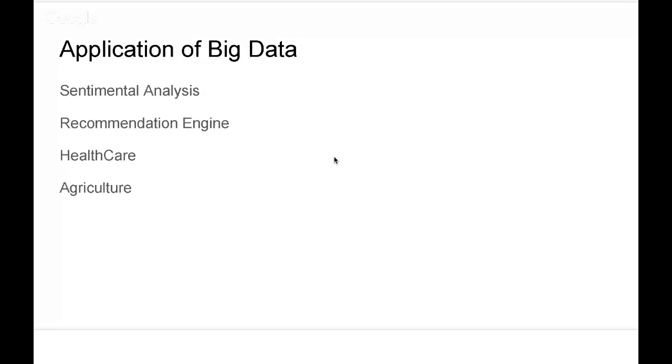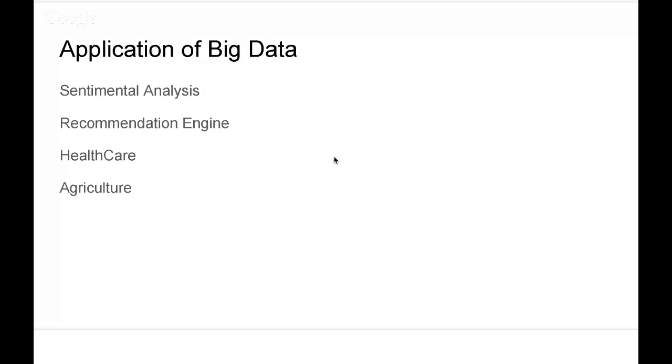Suppose tomato is not needed in June or July, then if a farmer is producing those tomatoes in their fields and it is not getting sold, then it gets wasted. So it is a loss for farmers as well. So in this way, big data is helping the agriculture sector as well.